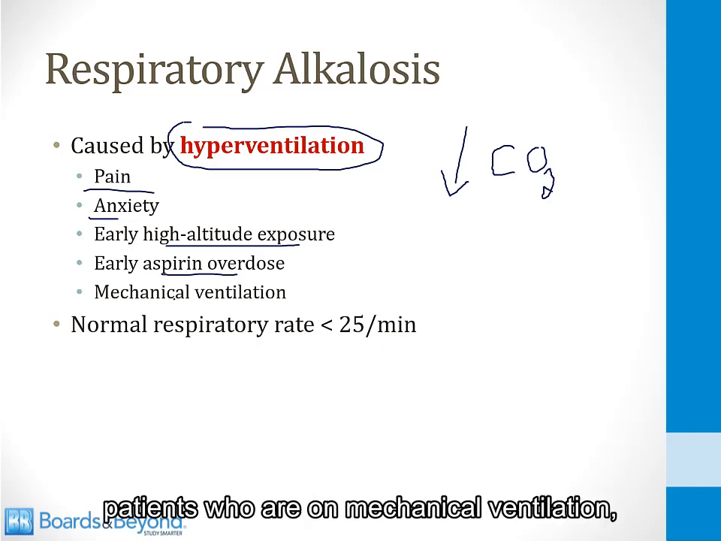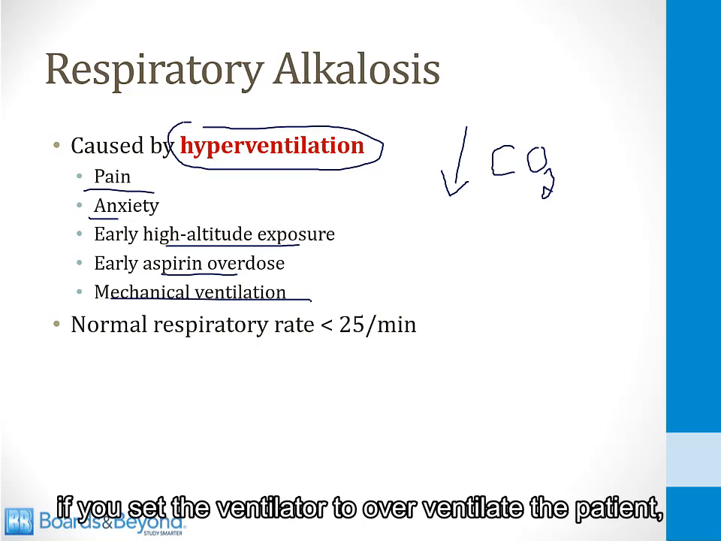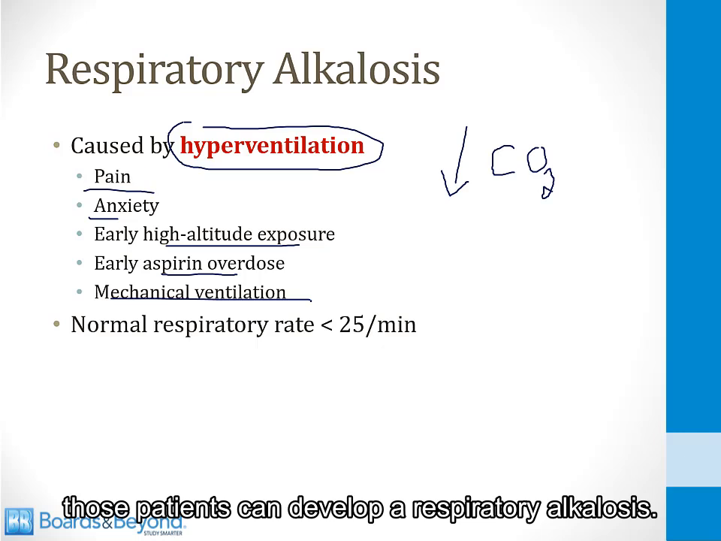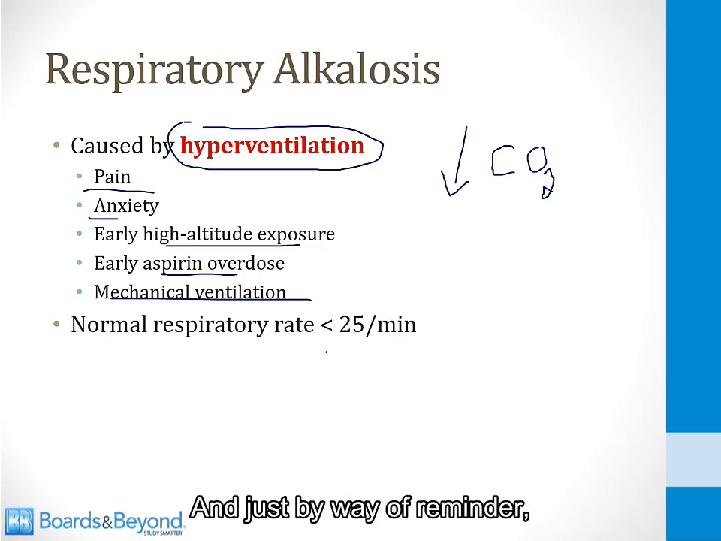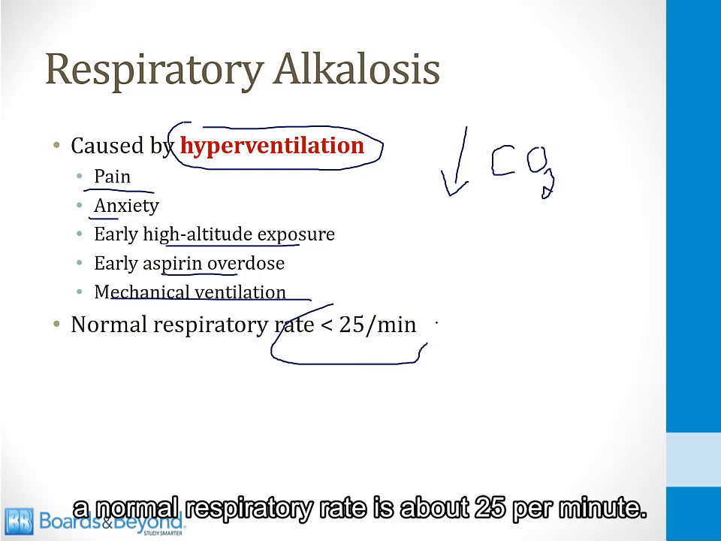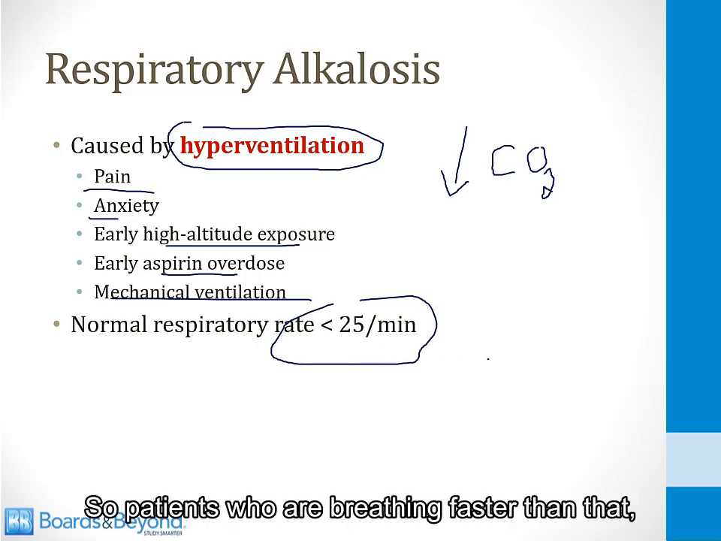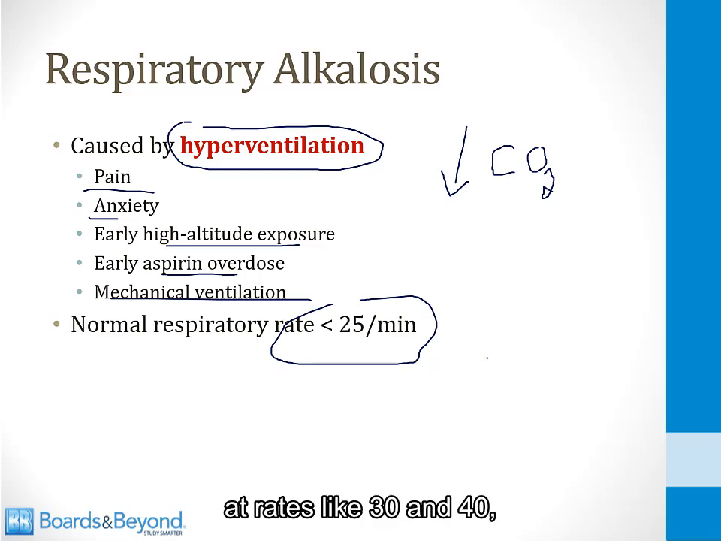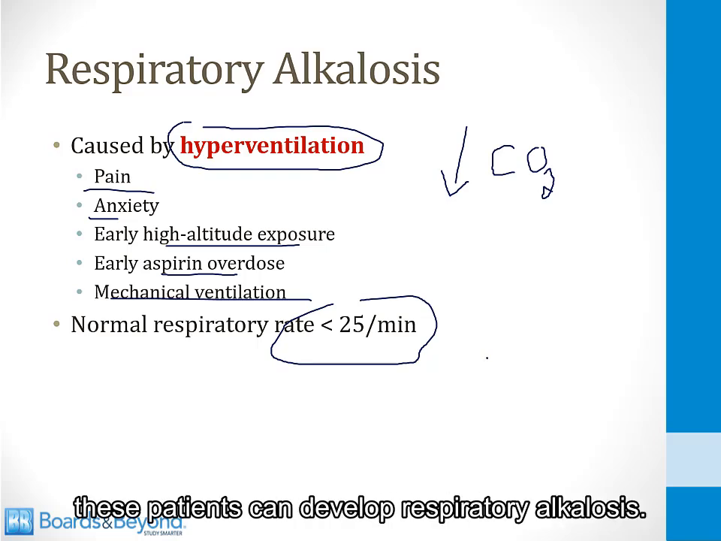And then finally, patients who are on mechanical ventilation, if you set the ventilator to overventilate the patient, those patients can develop a respiratory alkalosis. And just by way of reminder, a normal respiratory rate is about 25 per minute. So patients who are breathing faster than that at rates like 30 and 40, these patients can develop respiratory alkalosis.